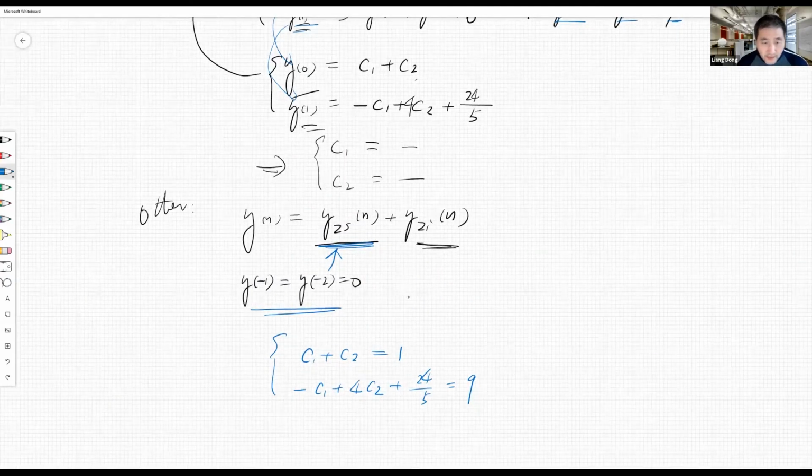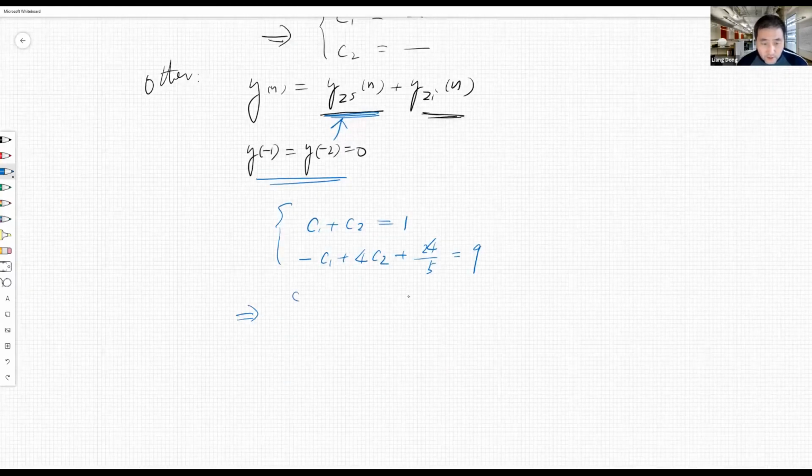With that, I solve for C1 and C2. Those two equations also give me C1 and C2. This C1 is negative 1 over 25. This C2 is 26 over 5.